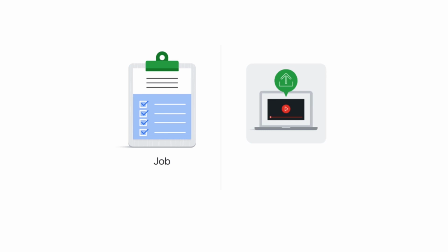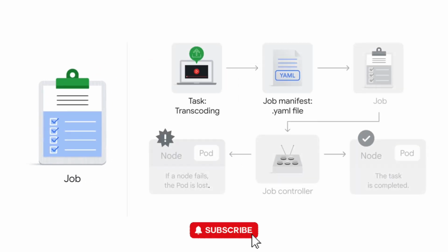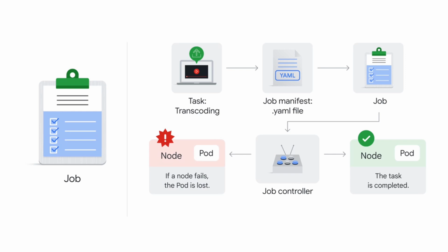Let's explore this concept with an example, like when a user uploads a video file to a web server for transcoding. In this instance, transcoding would be the task. To begin, the web server would create a job manifest in a YAML file for the task, and then a job would be created on the cluster. From there, the job controller would schedule a pod on a node to complete the task, and then monitor the pod. If a node fails, the pod is lost.